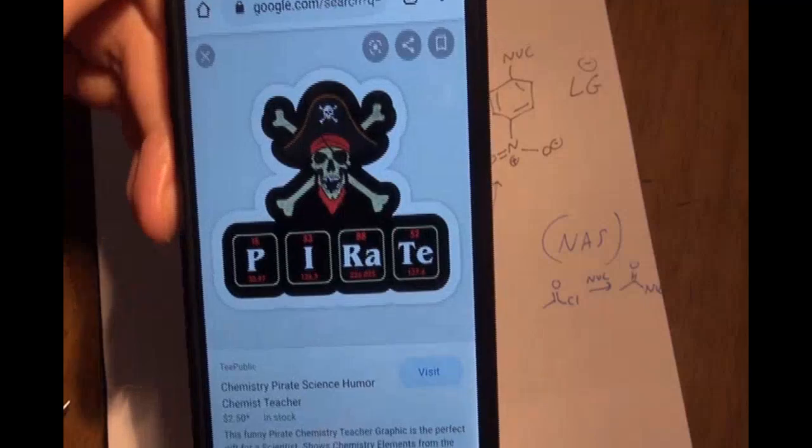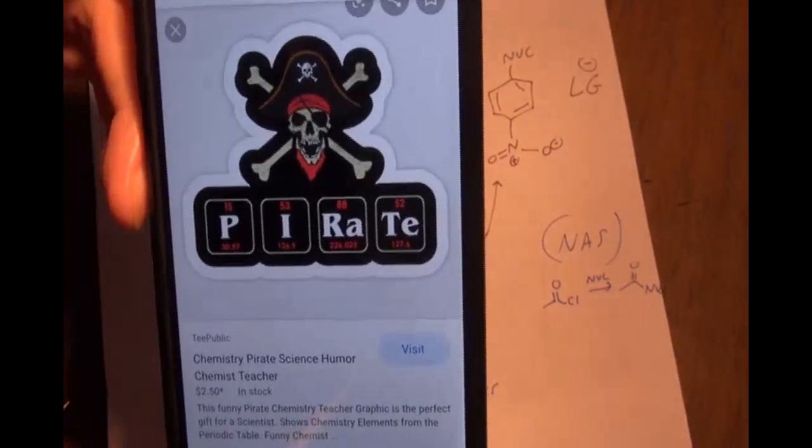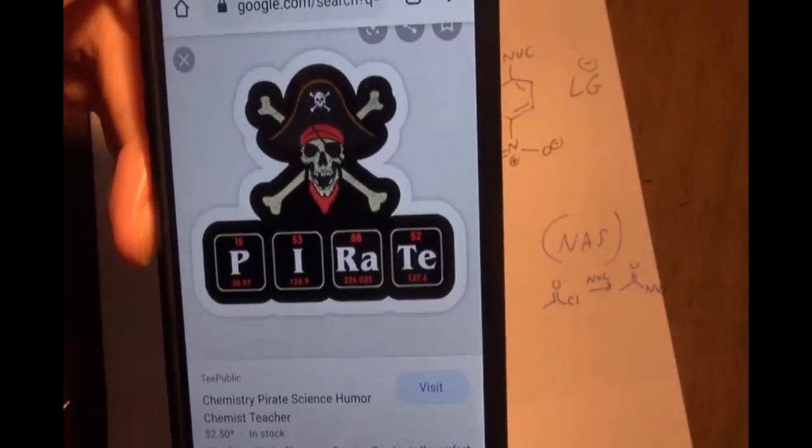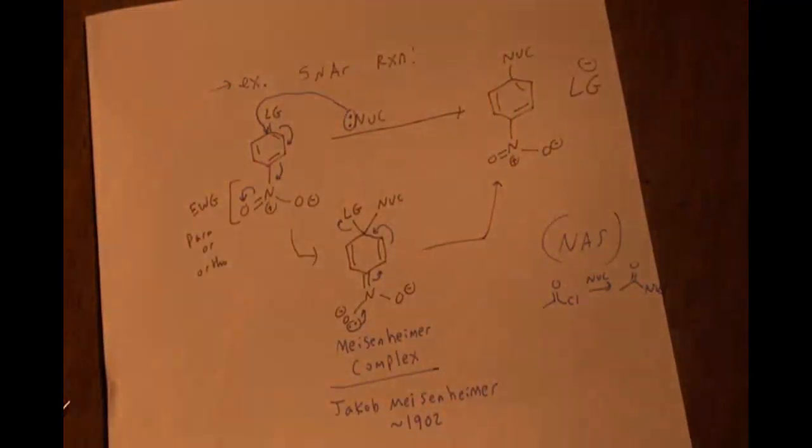I found this on the web. It looks like the letters are phosphorus, iodine, radium, and tellurium to spell pirate. Okay, so anyway, that's what the SNAR reaction is.